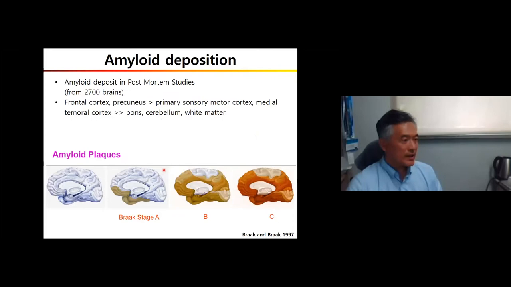As I mentioned, we can stain the patient's brain. So Brock reported that the amyloid disease patient brain showed a gradually increased amyloid deposition, which is highly correlated with the symptoms.